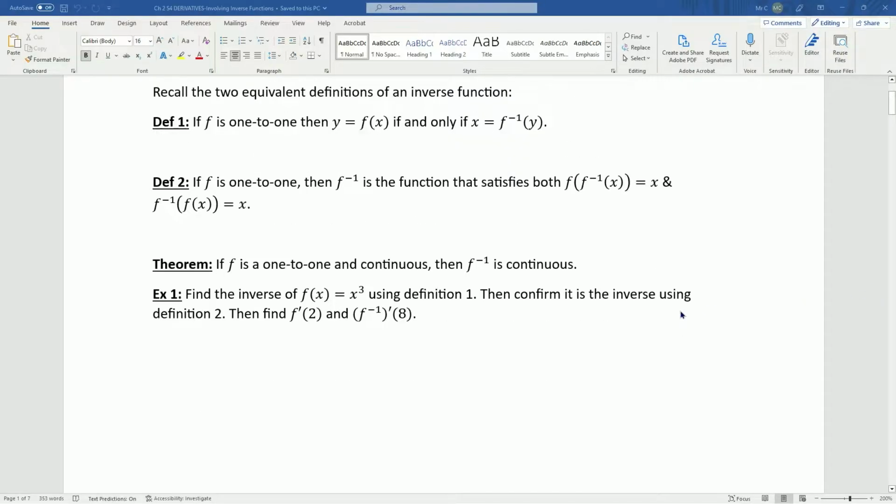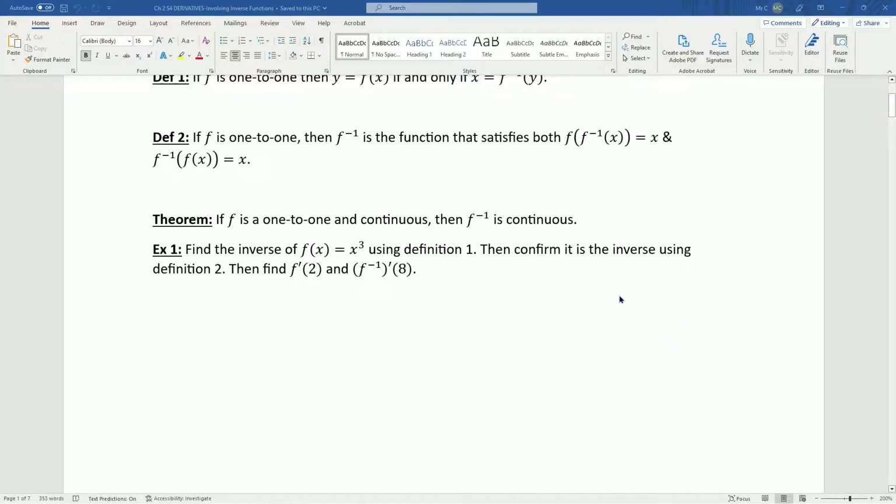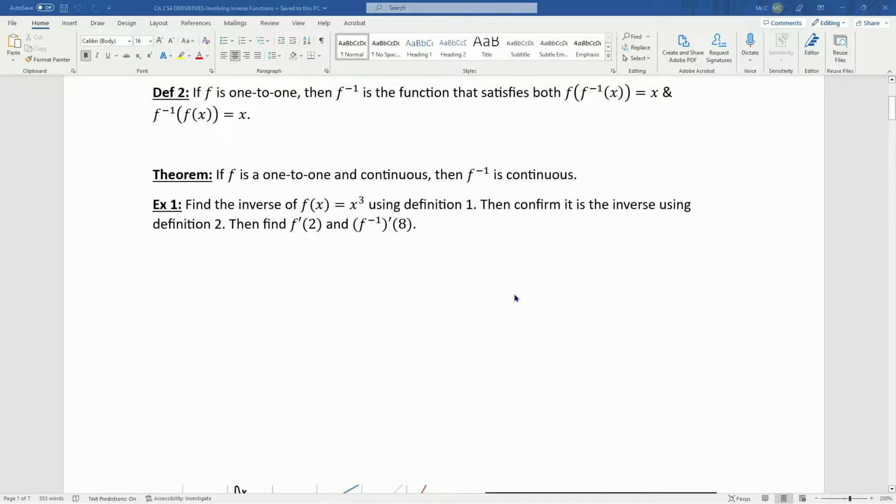So now we want to figure out, okay, how do inverses affect our derivatives? First, let's just note a little theorem that we're not going to prove, but it can be proven using the definitions of continuity and the limit definition. So if f is a one-to-one function and continuous, then the inverse of f is also continuous.